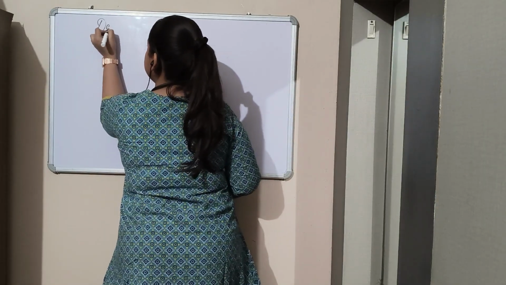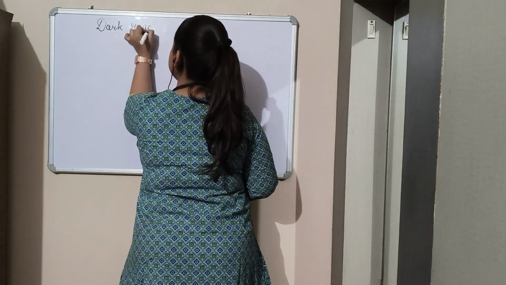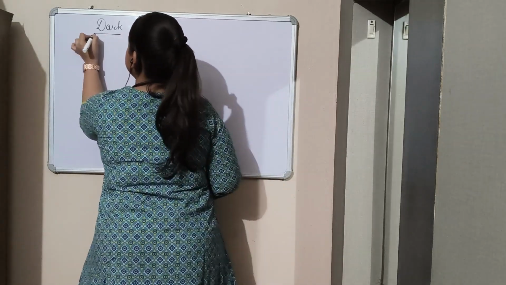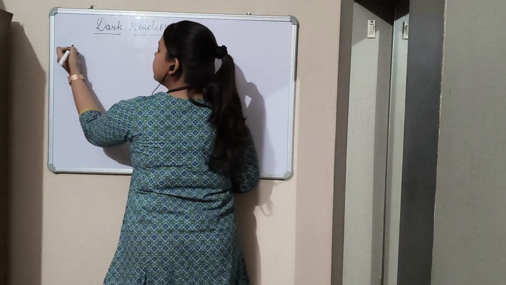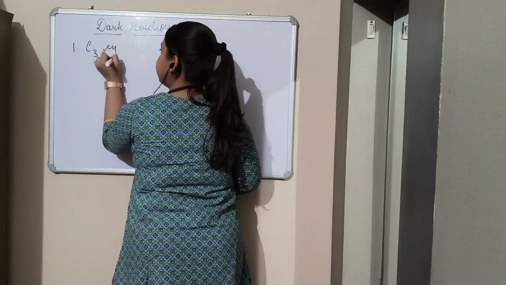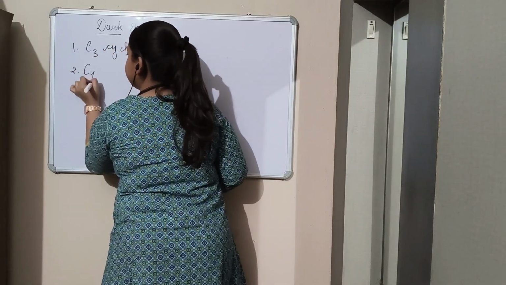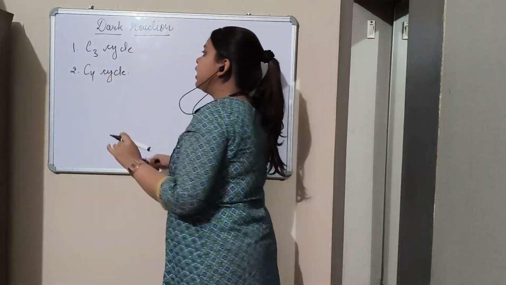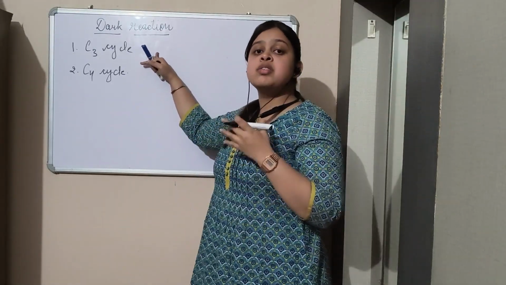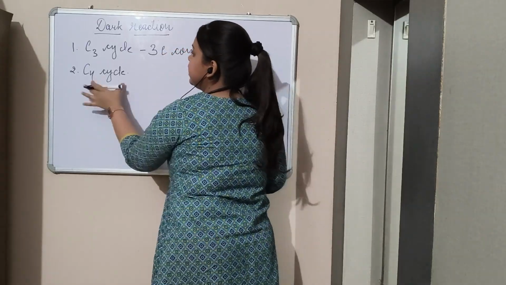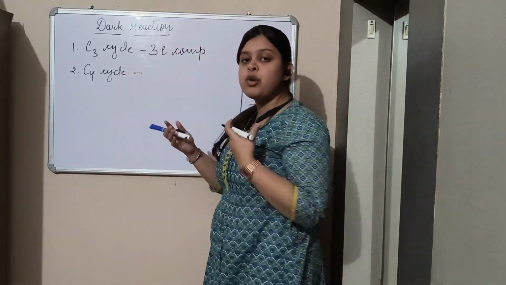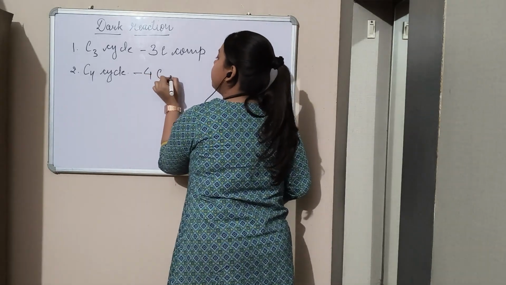Now we will see the dark reaction altogether in a broad manner. If you're talking about the dark reaction, based on the first stable product that is formed in the dark reaction, there are mainly two types of dark reaction. The first is the C3 cycle and the second is the C4 cycle. In the C3 cycle, the first stable product that is formed is a 3-carbon compound. In case of the C4 cycle, the first stable product that is formed is a 4-carbon compound.